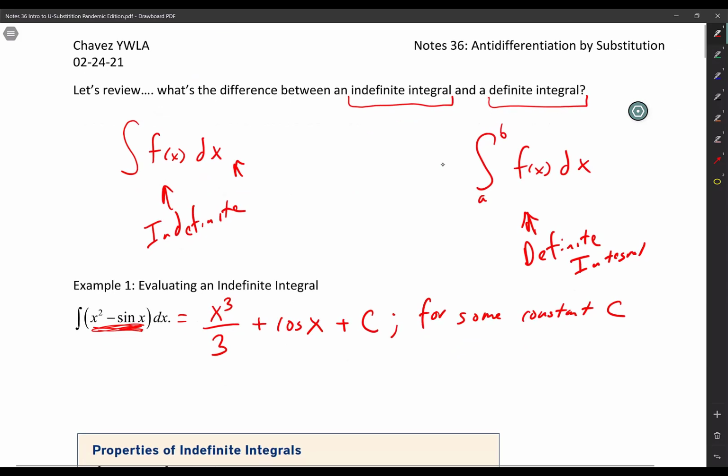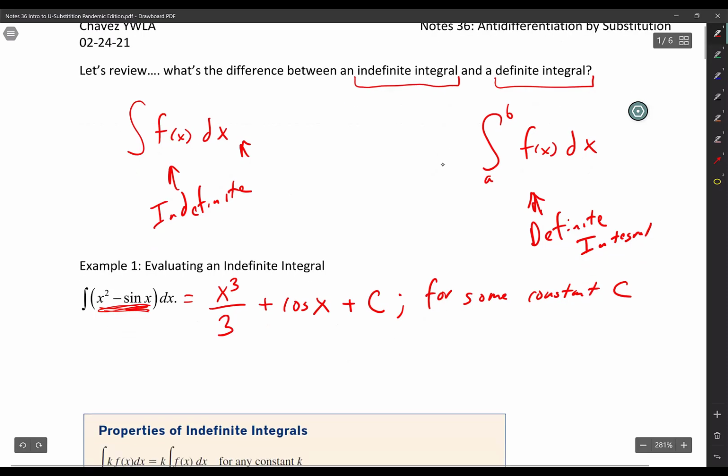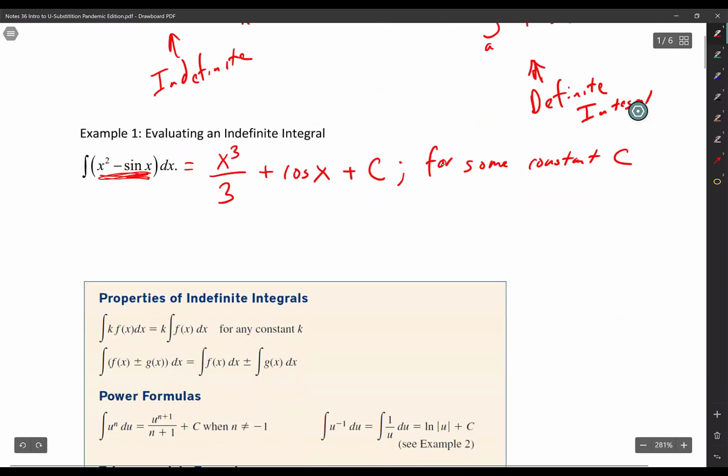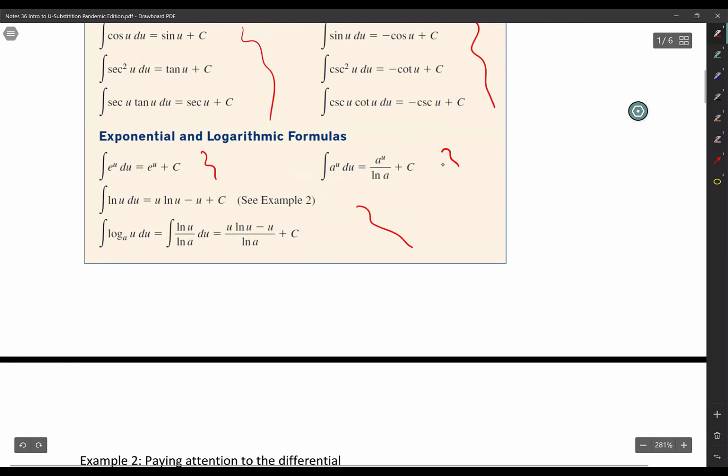I'm going to upload the video, and this stuff here is just the difference between indefinite, integral, and definite. So you haven't really missed anything. You're about to get to the really fun stuff. So good thing you came in right on time.